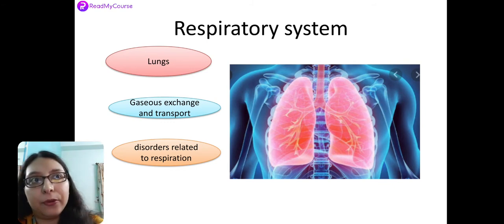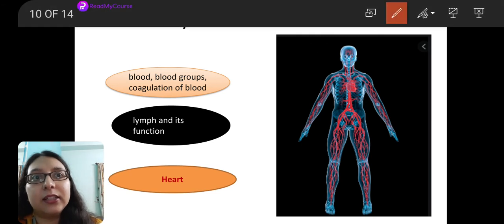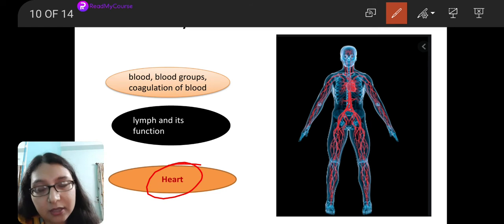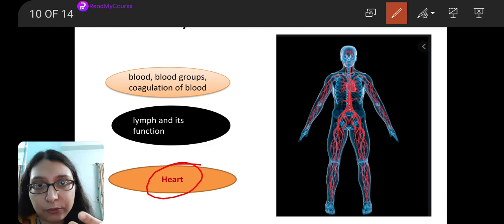So with that we come to the next system, that is the body fluids and circulation. This is one of the most important systems, because we have the heart over here. We will be studying in detail about the heart in this circulatory system. We will study about blood, the circulation of blood in the body. We will study about the lymph system, the functions of the lymph, the functions of blood, blood coagulation, the regulation of coagulation, the mechanism of coagulation, all these things we are going to study in this unit, right?